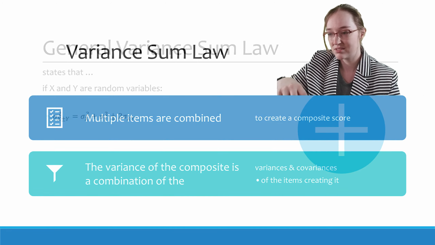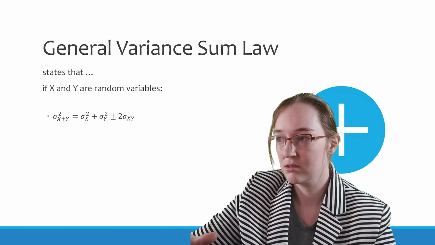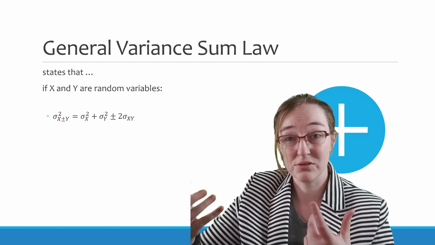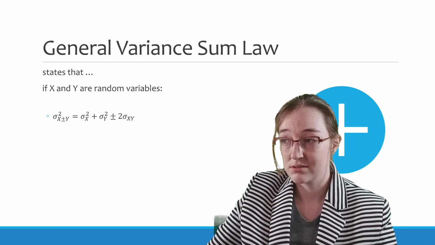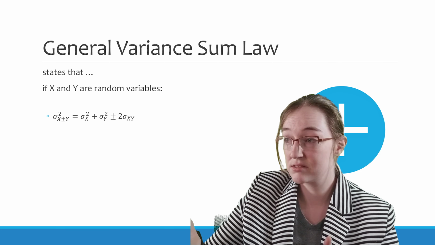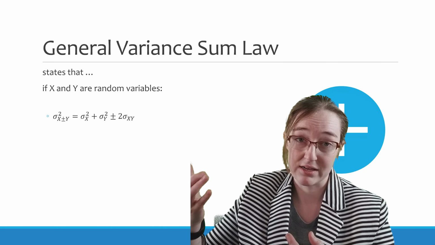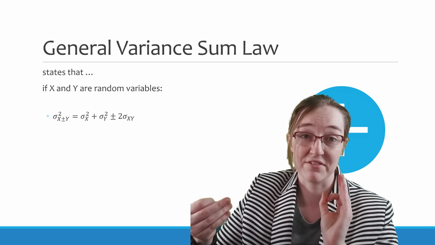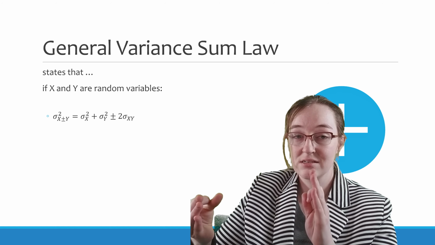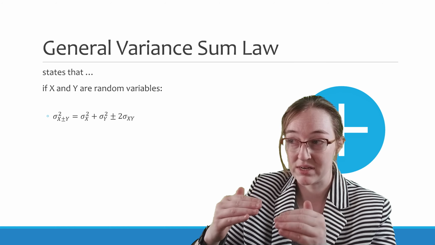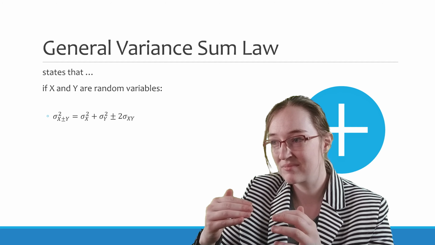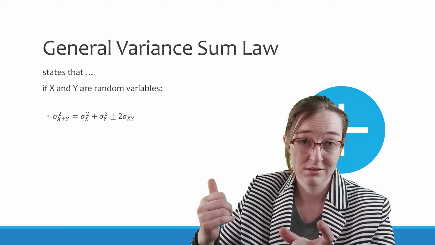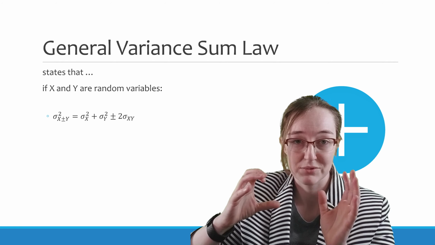Sorry, I misspoke. So here's the basic law. It's not really a law, it's a proof. But if x and y are random variables, which they are for all our tests, then the variance of x plus y is the sum of the variances of x and y, plus or minus 2 times the covariance of the individual items, which is pretty neat.